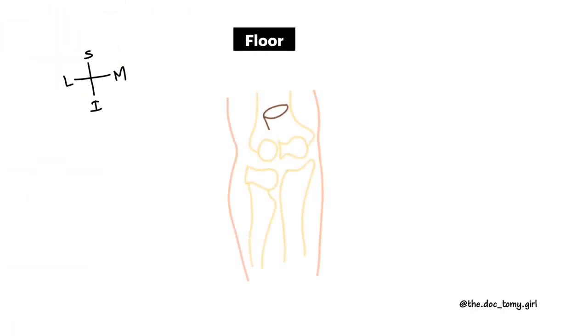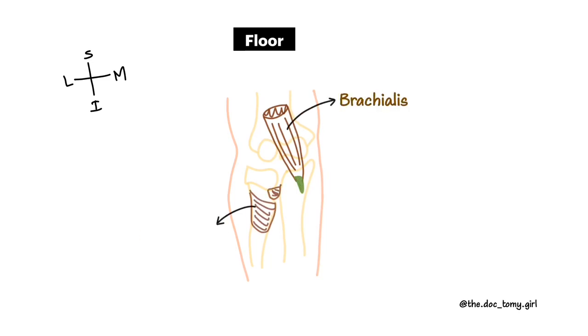Firstly, about the floor of the cubital fossa, it is formed by two muscles, brachialis in the upper part and supinator in the lower part.